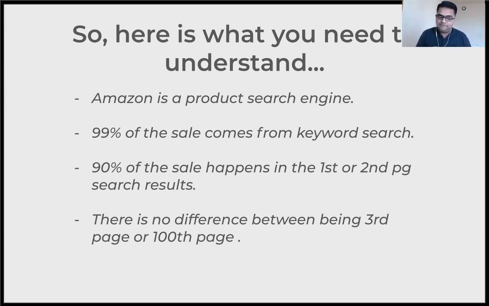And here is the important point. 90% of the sales happen on the first page or the second page of the search results, because most of the people are not going to scroll through multiple pages. Either they will find their product on the first page or at least on the second page, and they will move into that product page. Then they will decide whether to buy or not. And there is no difference between being on the third page or on the 100th page. So this is why you need to promote your product, so that you can show your product on the first page or the second page on Amazon.